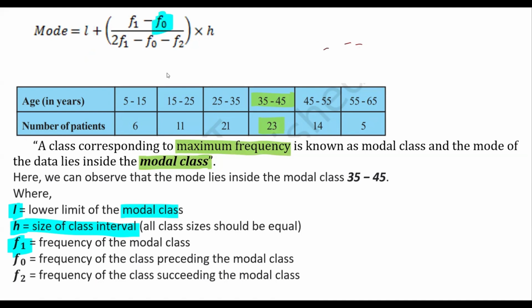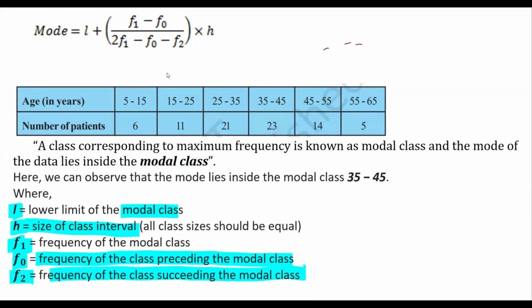Then we have f0, which stands for the frequency of the preceding class. If I look into the frequency of the preceding class, it is 21. And f2 stands for the frequency of the succeeding class. Again, it's easy to understand. This is the modal class, so the succeeding class, the next class, has frequency 41.